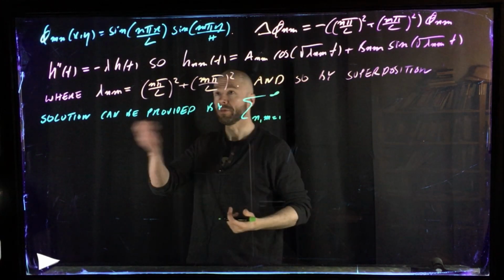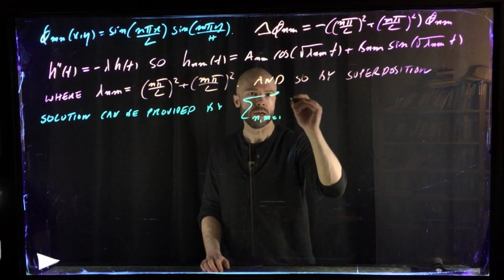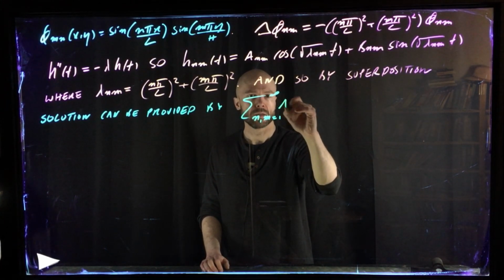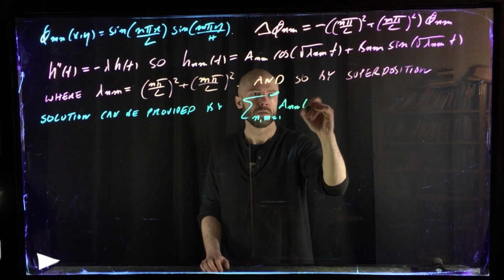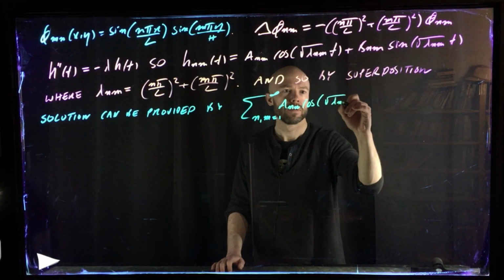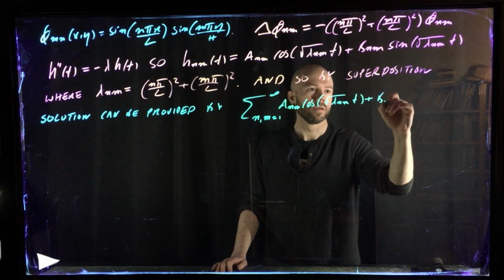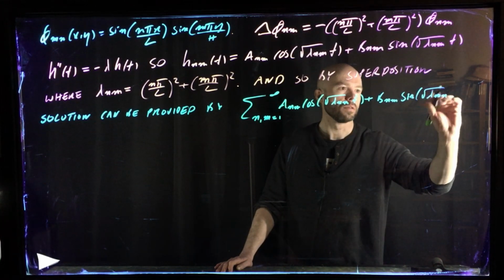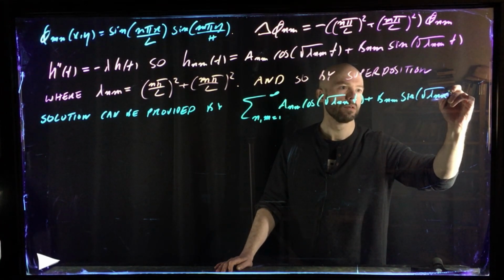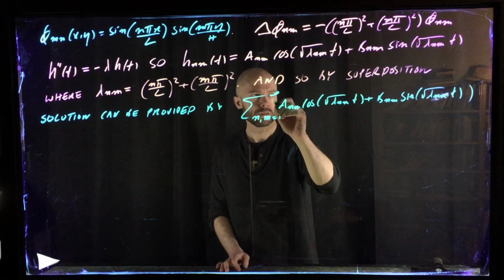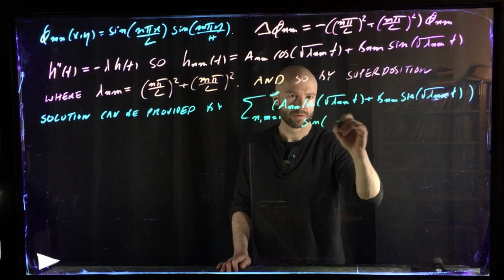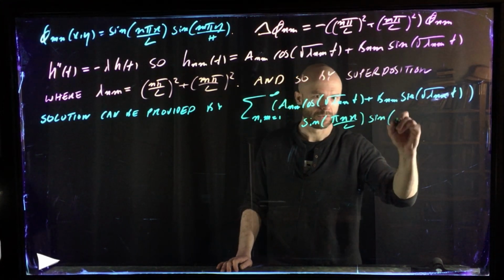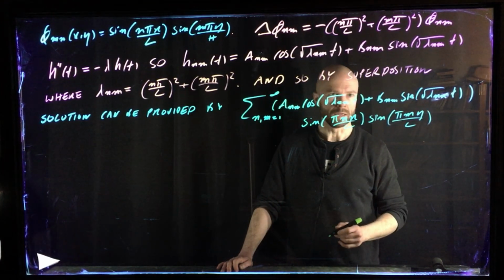We're going to start from 1 because if either of these is 0, then it's just the 0 solution. It doesn't do anything. And then we're going to have these, right? So let's write it like this: A m n cosine of square root of lambda m n times t plus b m n sine of square root of lambda m n times t. These things are symmetrical in n and m. These things multiplied by sine of pi n x over L sine of pi m y over L.